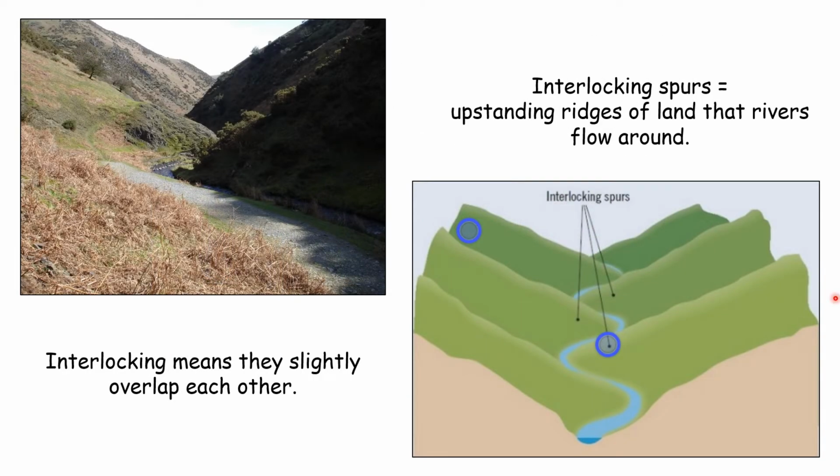Next, interlocking spurs are these wedges or ridges of land that rivers flow around. So in the diagram on the left, there is a spur, there is a spur, there is a spur. And all interlocking means is that they slightly overlap each other, so the river has to curl around them.